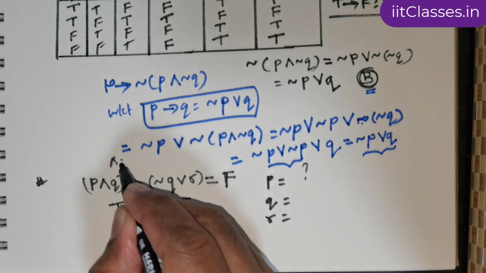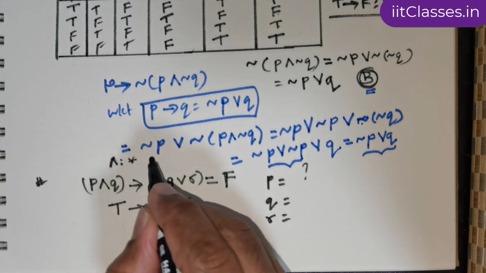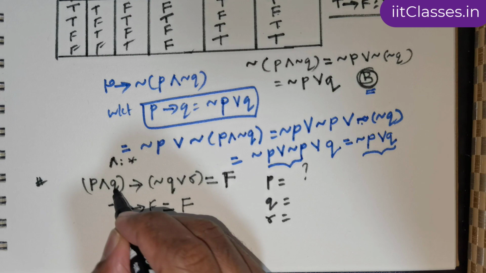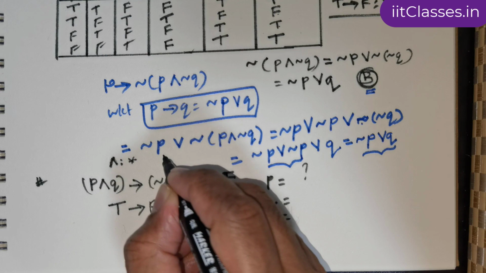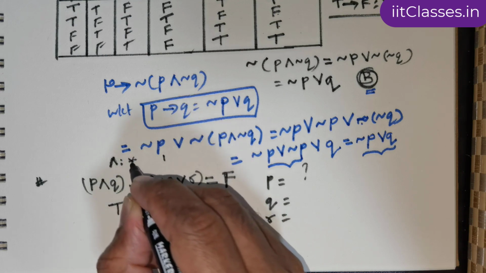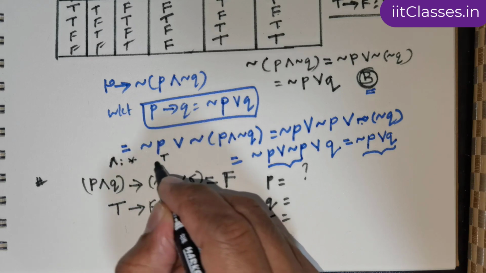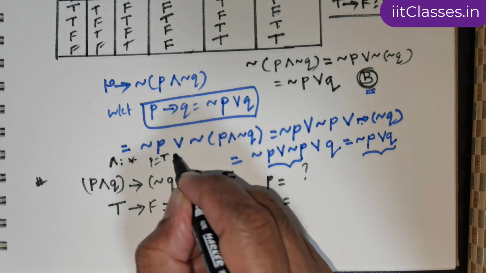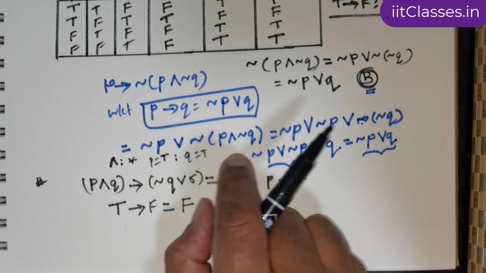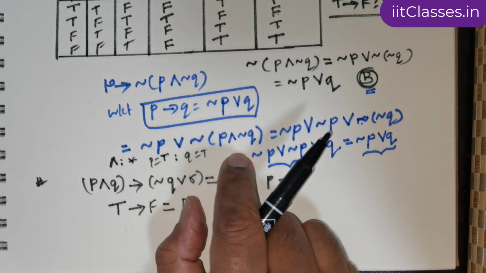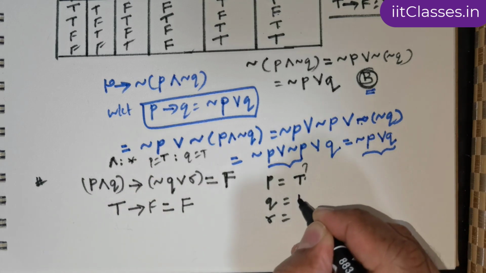I mentioned to you that we would always take the conjunction operator as product, and for P conjunction Q to have a T value, both P should be T and Q should be T, because T multiplied with T would give me T. 1 multiplied with 1 would give me 1, and I need a 1 here. So definitely P should be T and Q should be T.